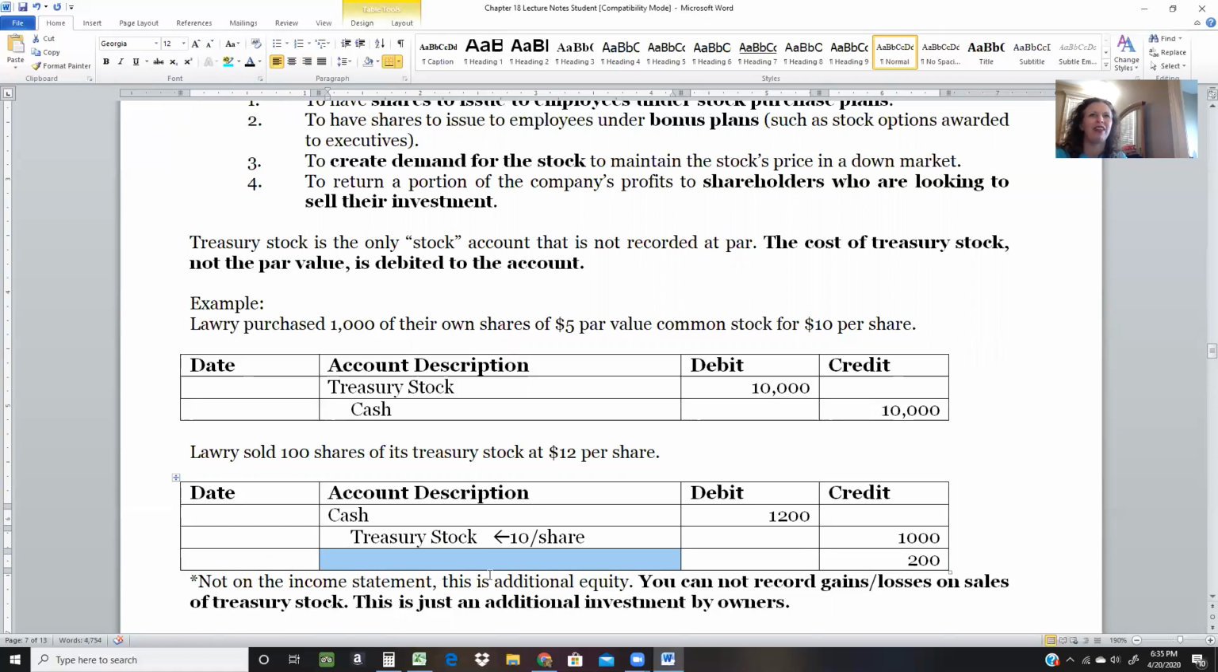And if we were sitting in class, I might have made you come up with a go-to there, but we're not. I'm here by myself in my bedroom. So here I am, and I'm telling you. You would want to put gain on sale of treasury stock, but we can't do that.